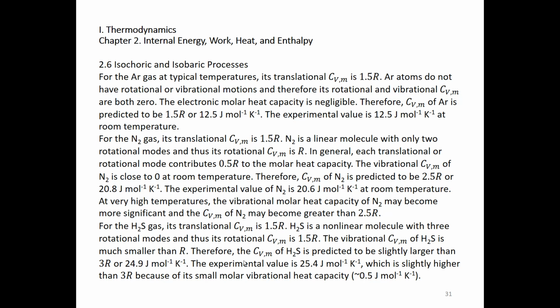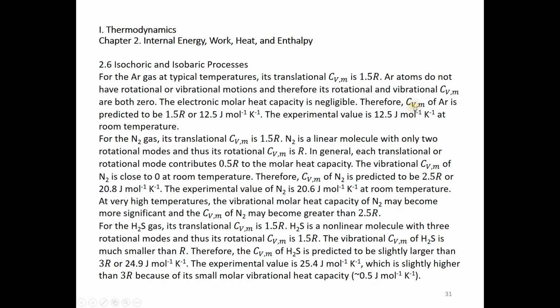For the argon gas at a typical temperature, for example, room temperature, even between like 50 Kelvin to 1000 Kelvin, its translational CVM is just 1.5 R. Well, it's just because there are three dimensions, and then 0.5 R times 3 is 1.5 R. Argon atoms do not have any rotational or vibrational motions. We neglect those. Its electronic molar heat capacity is negligible. It's very hard to promote an electron in the argon gas to a higher energy level.